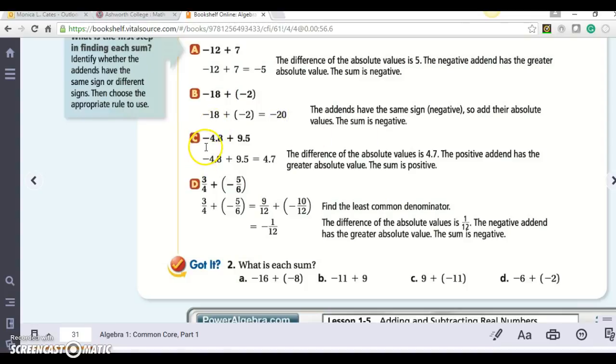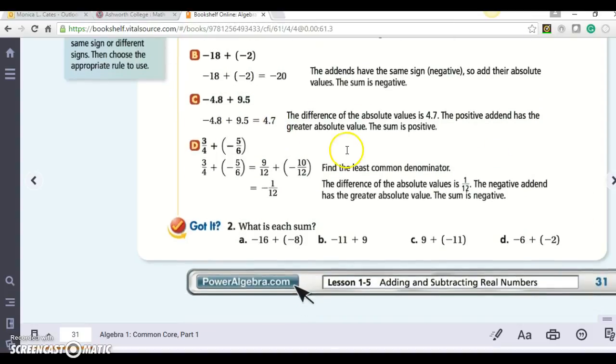The next one, -4.8 plus 9.5. They have different signs, so I'm going to subtract 4.8 from 9.5, and I get 4.7. The one with the absolute value that's the largest is 9.5, so I get positive 4.7.